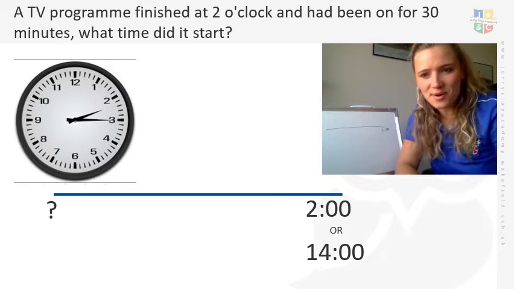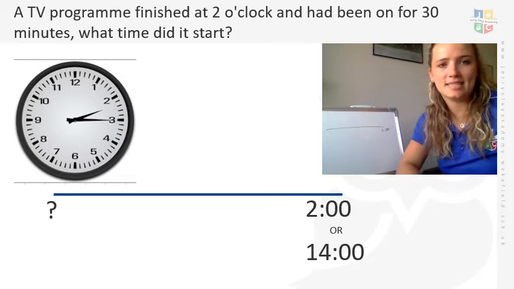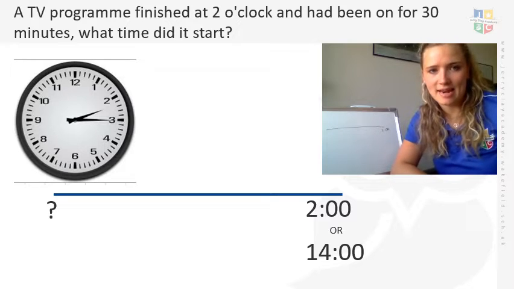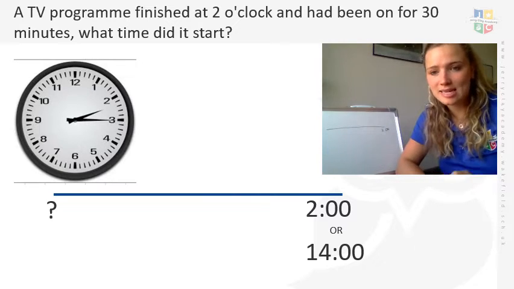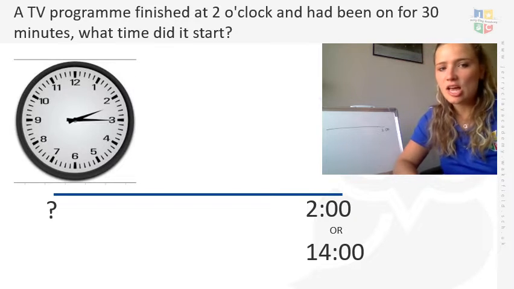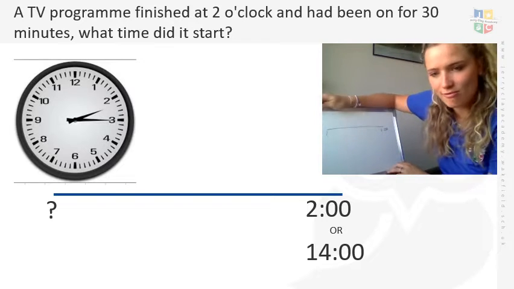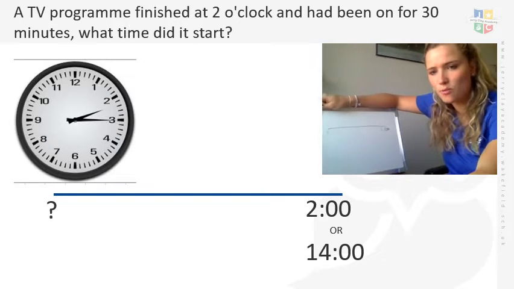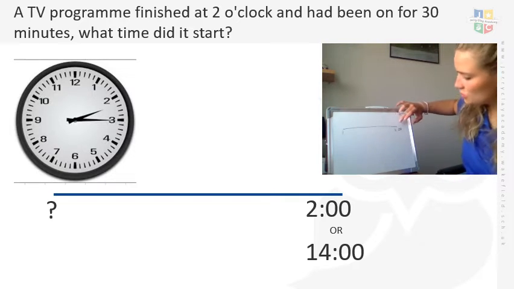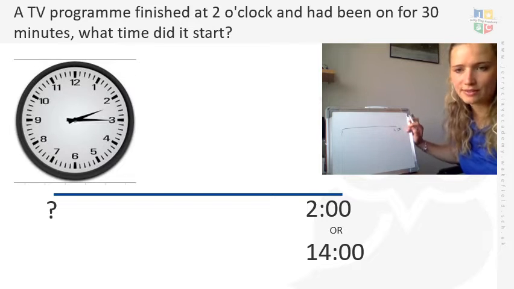Okay, so looking at this one, what we're going to have a look at doing now is slightly different. It says a TV programme finishes at 2 o'clock and had been on for 30 minutes. What time did it start? This time we actually know what time it ended, but we need to work out what time it started. As we don't know what time it started, I'm going to put a question mark at the front of my line because I want to know what time it will start at. Then I know it ended at 2 o'clock, so I can either write it as 2 o'clock in 12 hours or 24 hours.